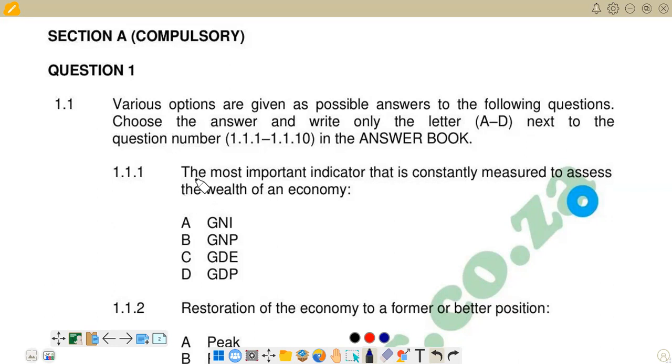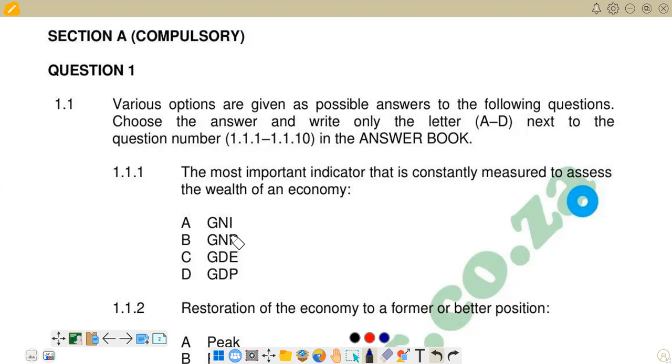If you look at the first part, that is 1.1.1, it reads: the most important indicator that is constantly measured to assess the wealth of an economy. That is the one that we are looking for. Then we've got options from A to D. A, we've got GNI. B, we've got GNP. C, GDE. And D, we've got GDP. These are abbreviations. If you expand them, GNI represents gross national income, and GNP is gross national product.